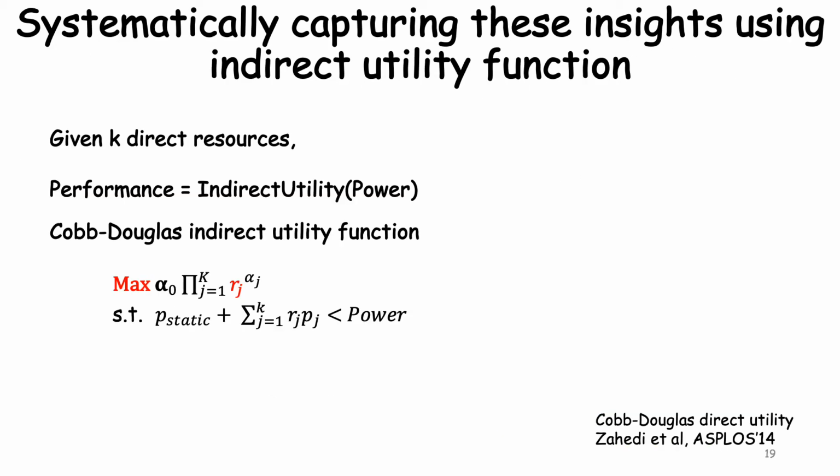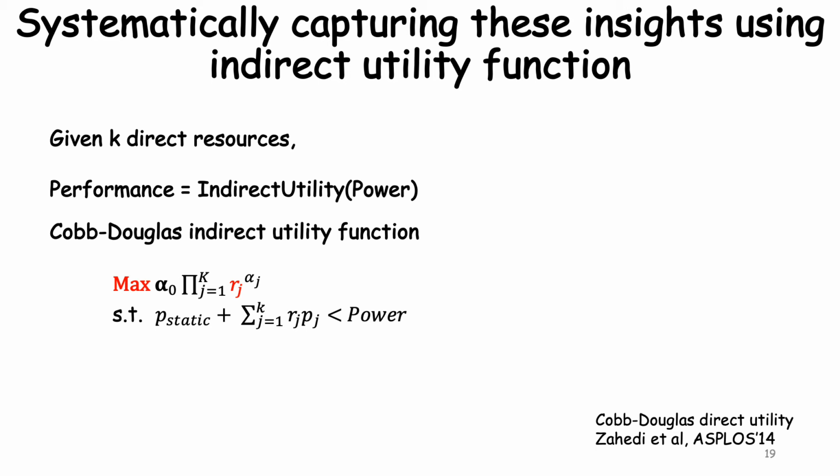We can systematically capture these insights for key types of direct resources and the indirect resource of power using an indirect utility function. Here, we use a well-known utility function called the Cobb-Douglas utility function. Prior works have shown that the Cobb-Douglas utility function is well suited to capture performance of direct resources like cache capacity and memory bandwidth, as it is able to capture the resource substitution behavior illustrated in the indifference curves. In this work, we observed that the Cobb-Douglas indirect utility function is able to capture the utility of direct resources in the presence of a limit on the indirect resource of power.